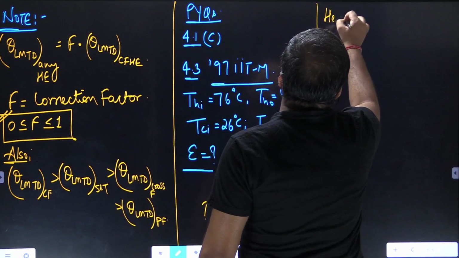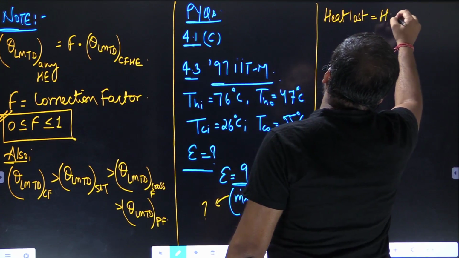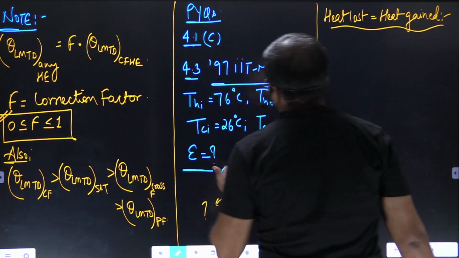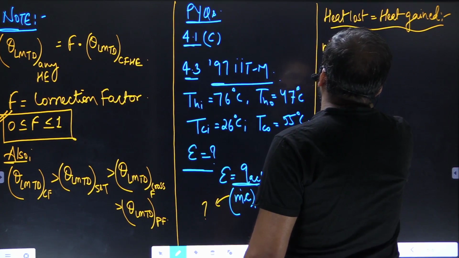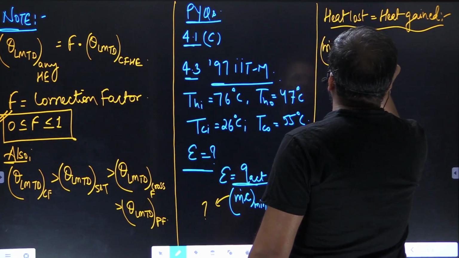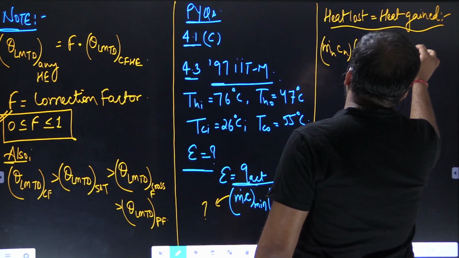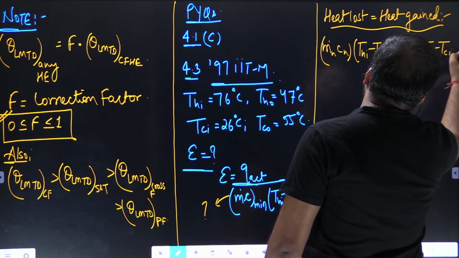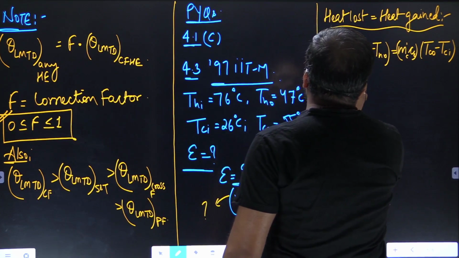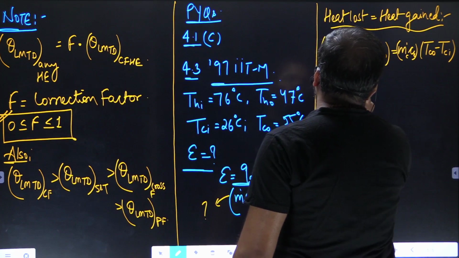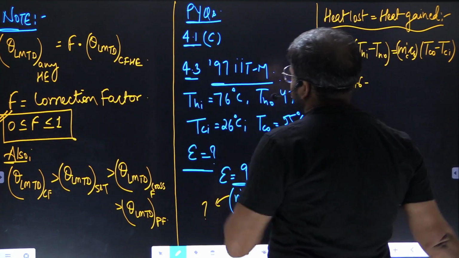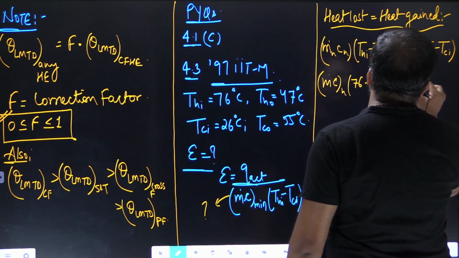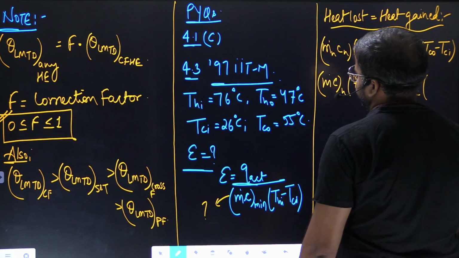See, heat lost equals heat gained. So M dot into C of the hot fluid, THI minus THO, equals M dot into C of the cold fluid, TCO minus TCI. M dot into C of the hot fluid, 76 minus 47, equals M dot into C of the cold fluid, 55 minus 26.